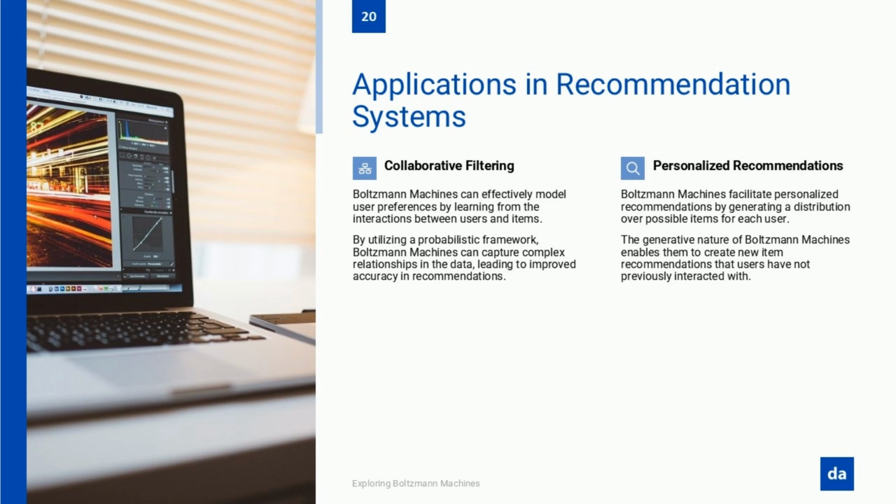Despite their strengths, RBMs and other Boltzmann-based models have been largely replaced by deep learning techniques like neural collaborative filtering (NCF), autoencoders, and graph-based recommendation algorithms. These newer models scale better with large datasets and benefit from advancements in GPU acceleration, making them more practical for modern large-scale recommendation systems. However, the legacy of Boltzmann machines in recommendation systems remains.